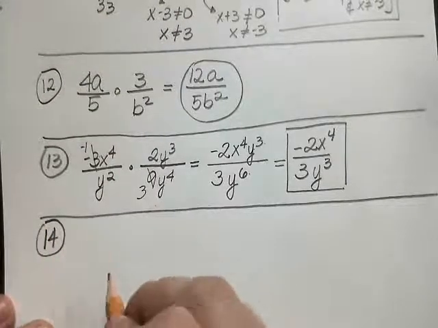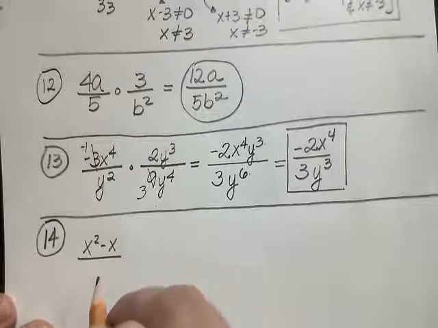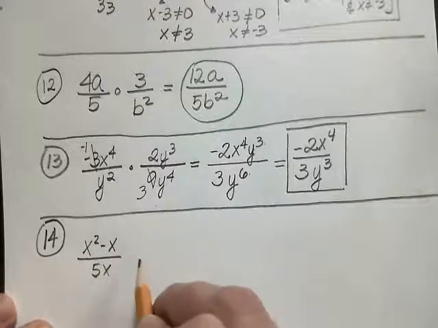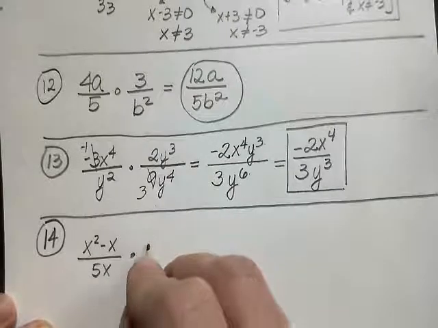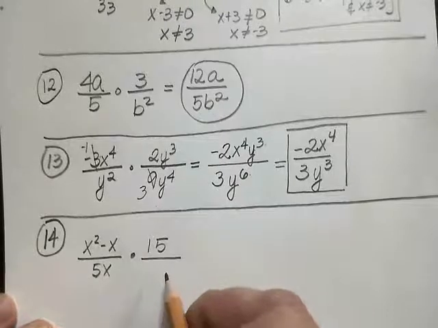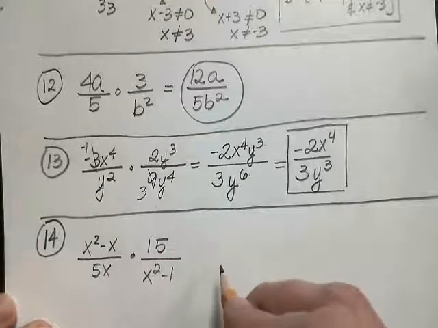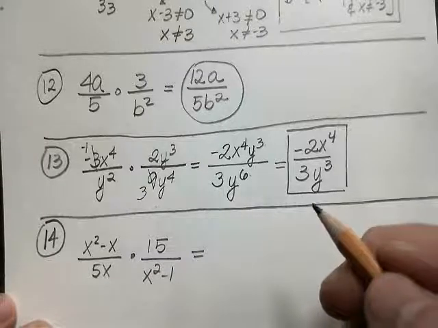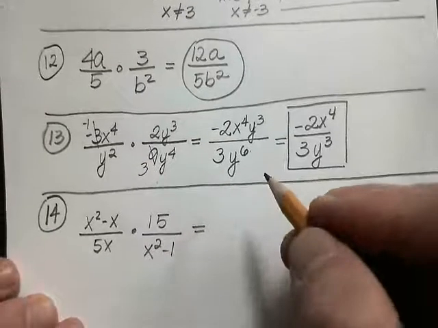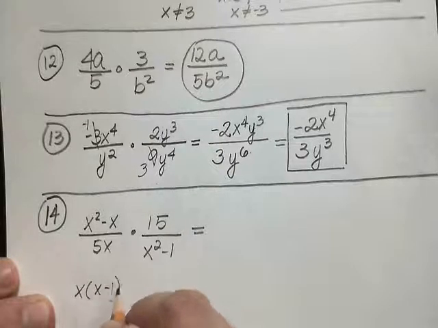Alright, problem number 14 is (x squared minus x) over 5x, times 15 over (x squared minus 1). First thing I ask is, can I factor anybody? Well, let's see the top. The top I can factor an x, so this would be x minus 1.